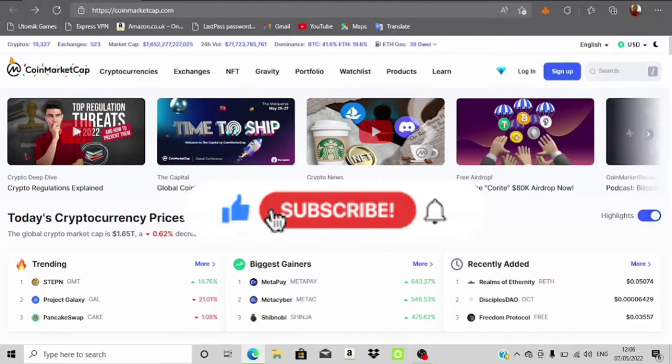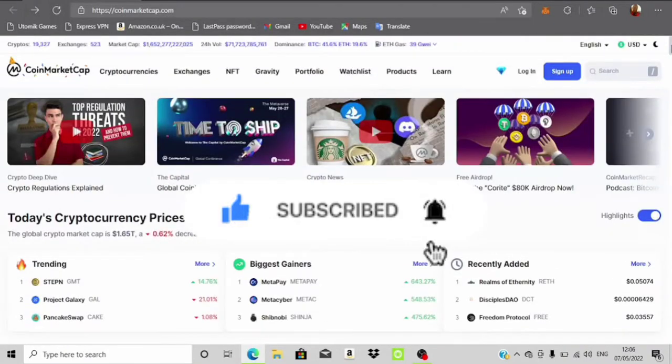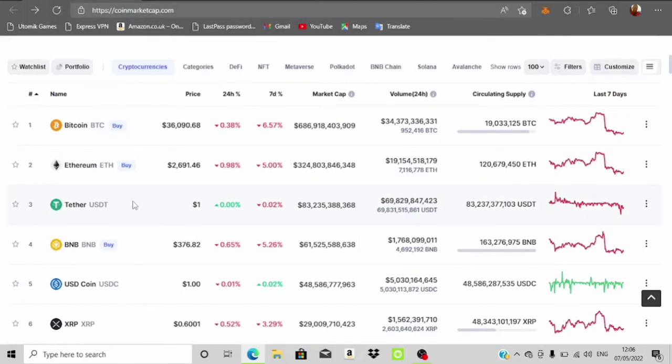So basically what you need for this is just your CoinMarketCap account. Once you come over to your CoinMarketCap account, what you have to do is scroll down and look for a cryptocurrency. You don't have to use any stable coin for this. You're only using a volatile crypto, not a stable coin. Don't use USDT, don't use USDC or any other such thing.